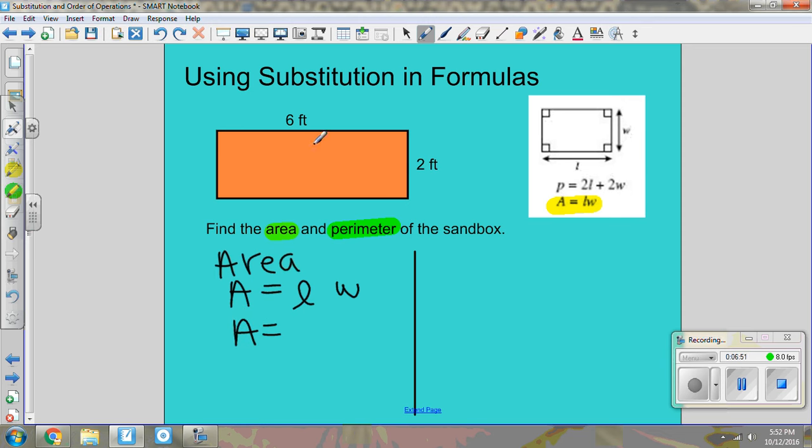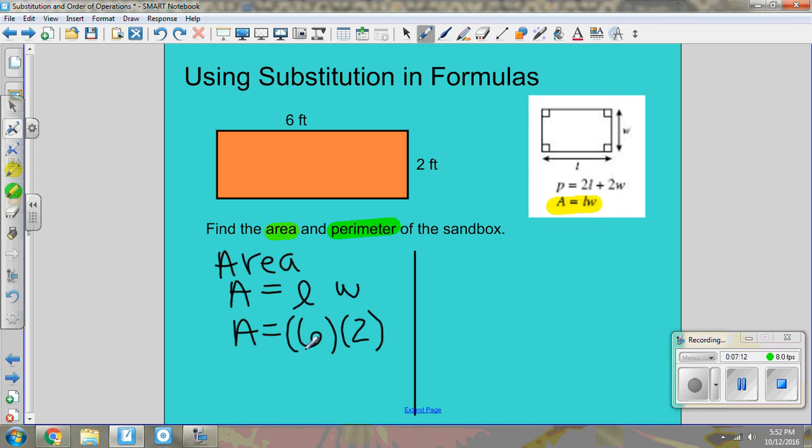The length of this rectangle is 6 feet. And again, I'm going to keep that in parentheses. And then the width of this rectangle is 2. Put that into parentheses as well. So now I'm ready to solve using GEMDAS. I don't have any parentheses and nothing to do inside of those parentheses.